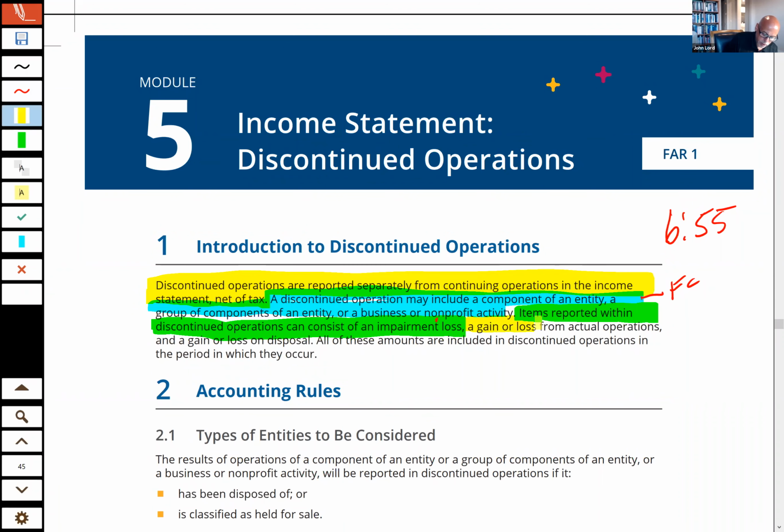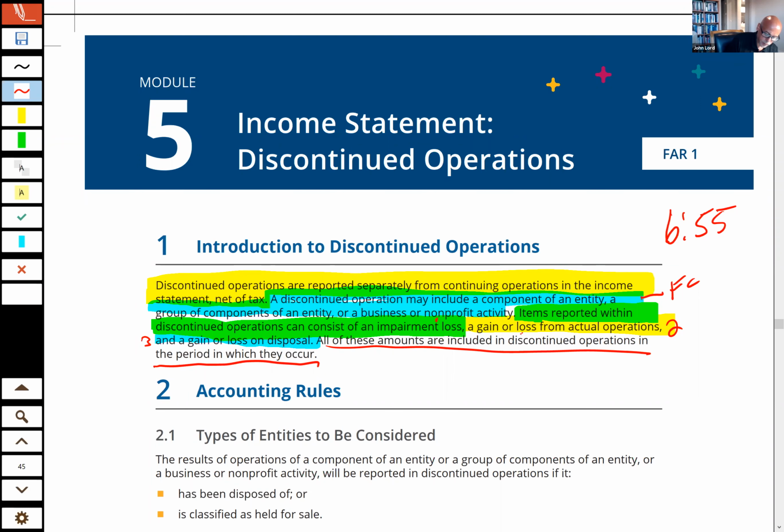Two, a gain or loss from the actual operations. And then three, a gain or loss from the ultimate disposal. Now they tell us that all of these amounts are taken in the period incurred. Now, if you take a look at those three items, we can make a mnemonic out of that, which is going to be our what?